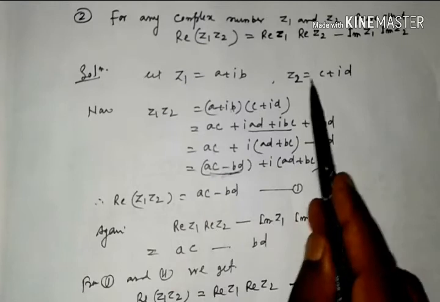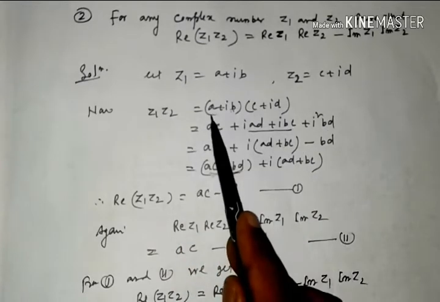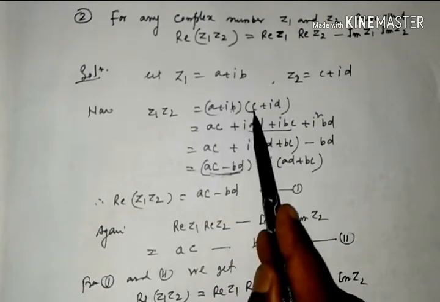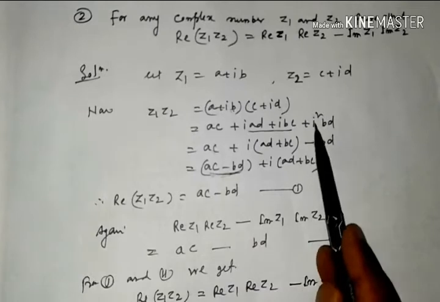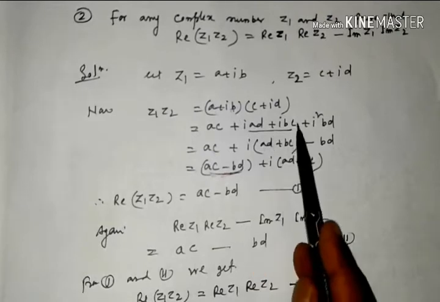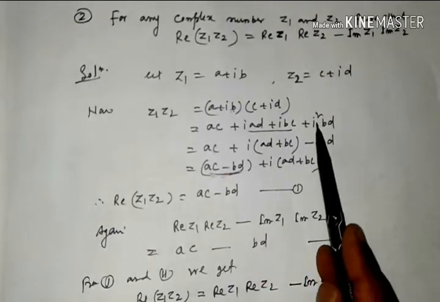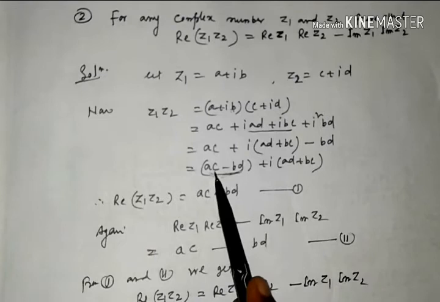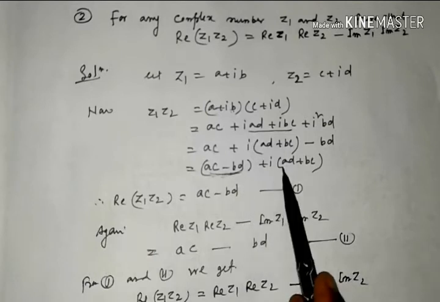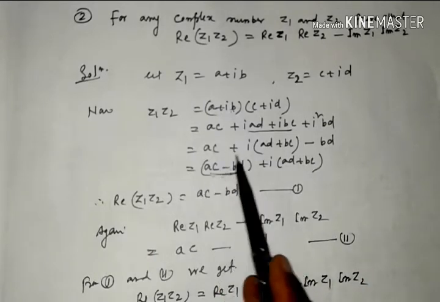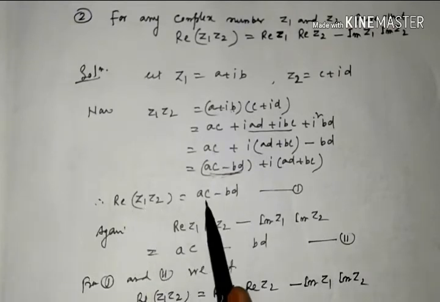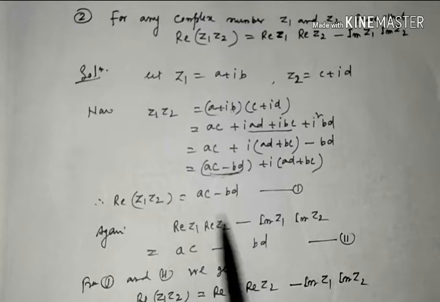Now we have to multiply Z1 and Z2: (A plus iB) times (C plus iD). A into C is AC, A into iD is iAD, iB into C is iBC, iB into iD is i square BD. Taking common terms, i square is minus 1, so AC minus BD plus i(AD plus BC). This is in A plus iB form, where this is the real part and this is the imaginary part. The real part of Z1 times Z2 is equal to AC minus BD.